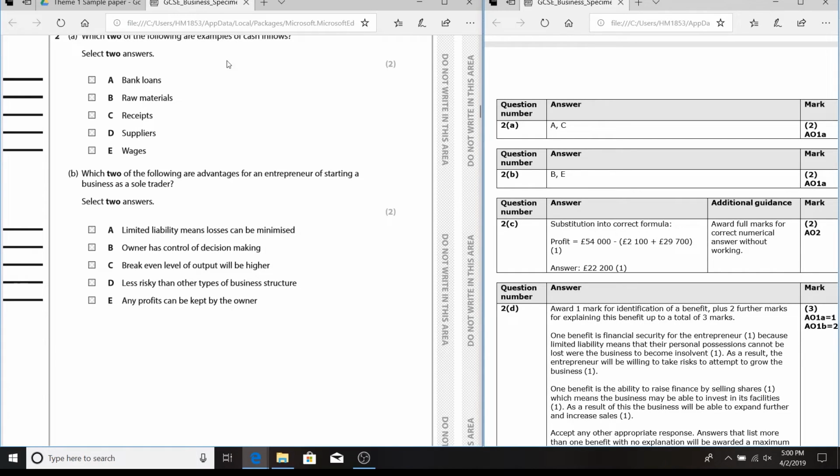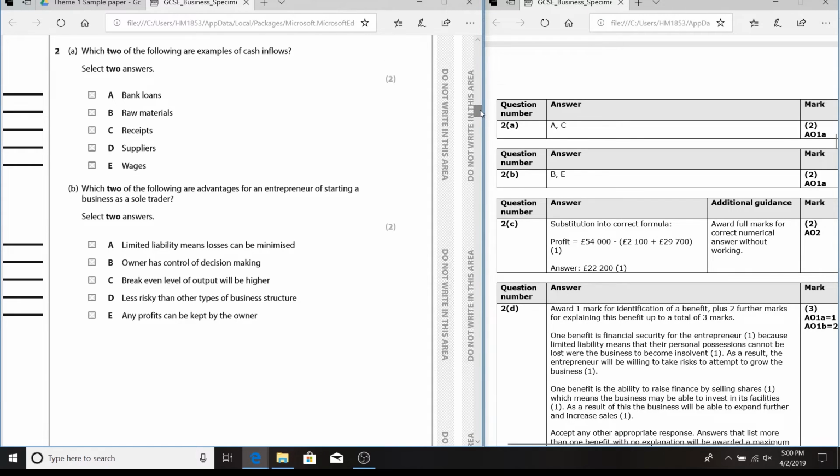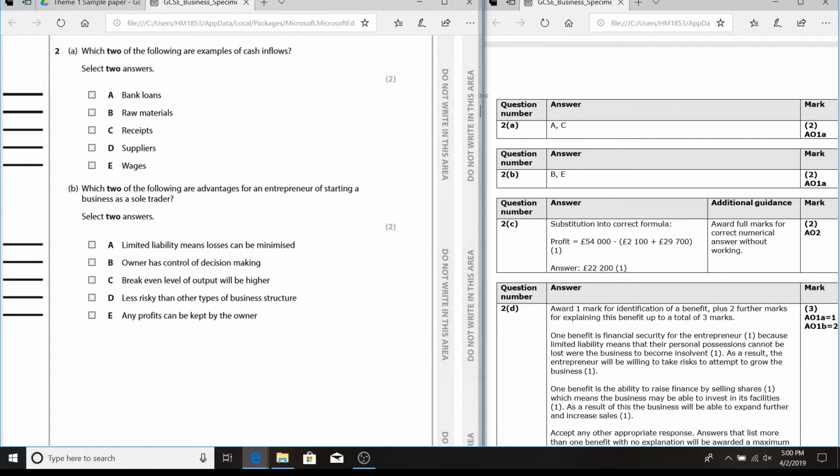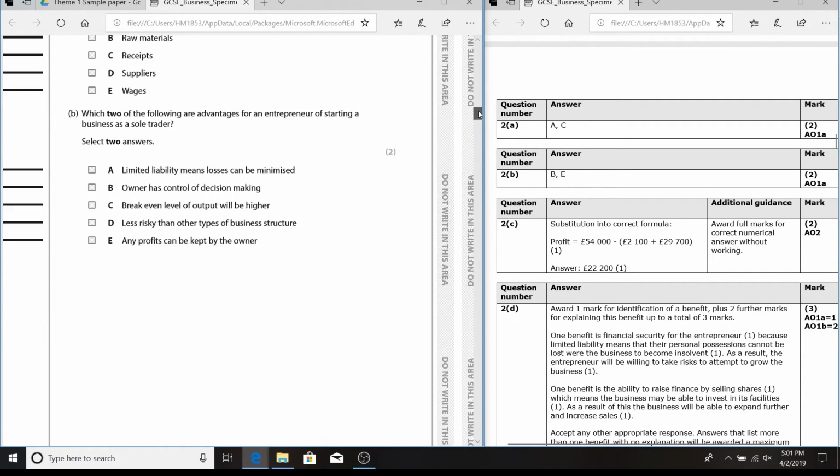Okay, but we've got: which 2 of the following are examples of cash inflows? So we've got A and C, bank loans. Yeah, of course, receipts, bank loans. You've got to pay loan repayment, but the loan itself, when it first comes in, it's a nice bit of cash deposited in your account, isn't it? And then we've got B and E. So starting a business, sole trader, full decision making, any profits can be kept by the owner.